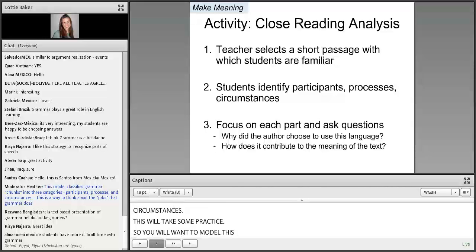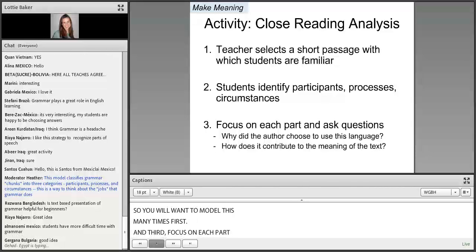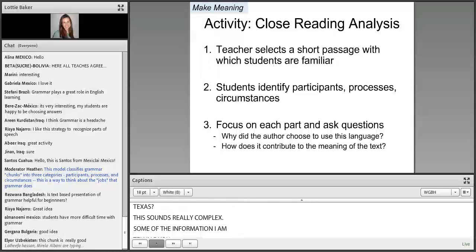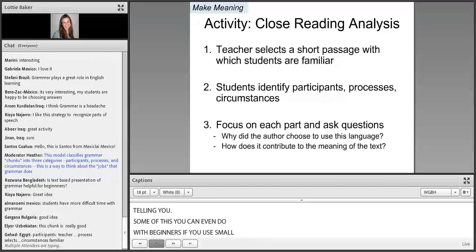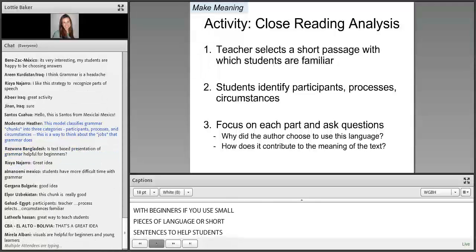And third, focus on each part and ask questions about the meaning. For instance, you can ask, why did the author choose to use this language? Or how does it contribute to the meaning of the text? This sounds really complex, some of the information I am telling you, but some of this you can even do with beginners if you use small pieces of language or short sentences to help students recognize the participants, the processes, and the circumstances.